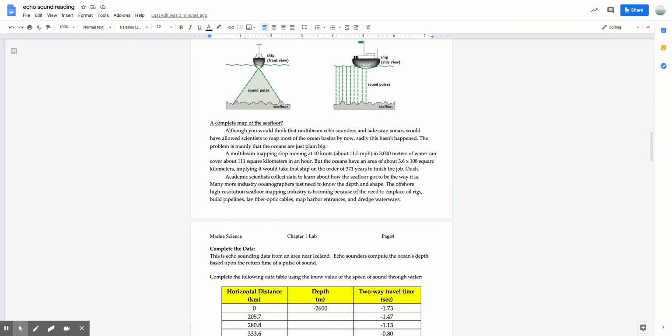Ouch. Academic scientists collect data to learn about how the seafloor has got to be the way it is. Many more industry oceanographers just need to know the depths and shape. The offshore high-resolution seafloor mapping industry is booming because of the need to emplace oil rigs, build pipelines, lay fiber optic cables, map harbor entrances, and dredge waterways.